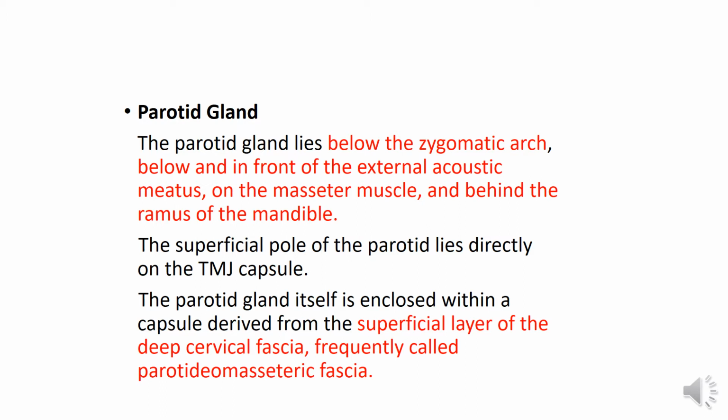The superficial part of the parotid lies directly on the TMJ capsule. So you need to be more careful when you are dissecting the temporomandibular joint because of the superficial part of the parotid. The parotid gland itself is enclosed within a capsule derived from the superficial layer of the deep cervical fascia, frequently called the parotid masseteric fascia or parotid masseteric sling.